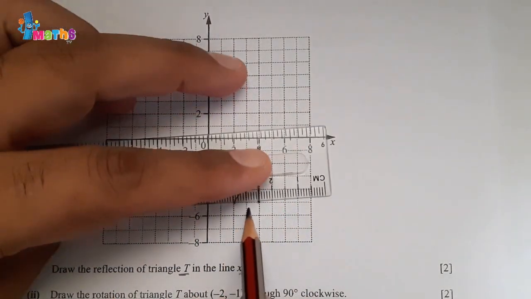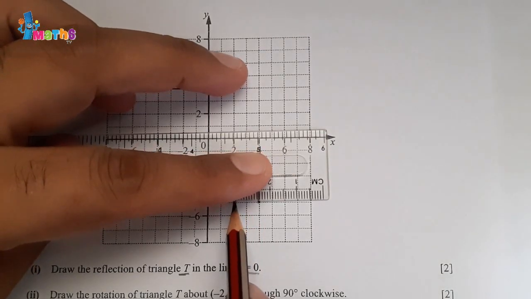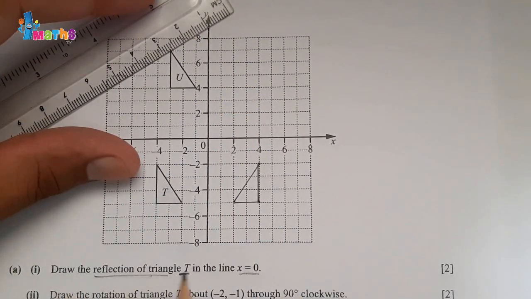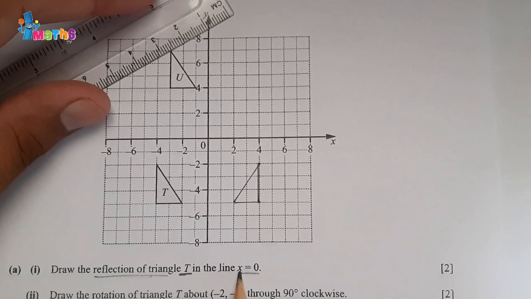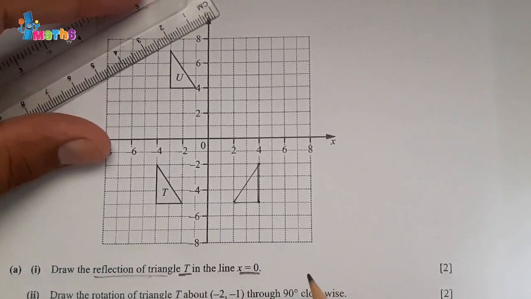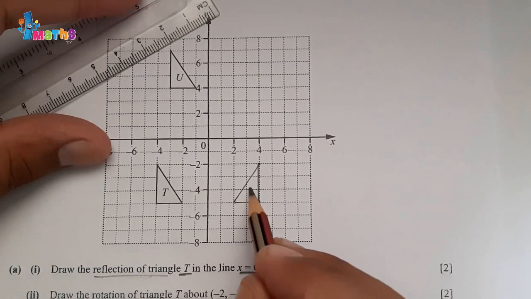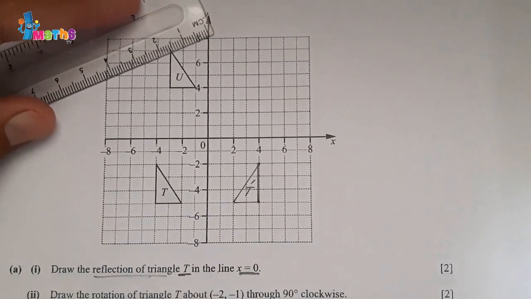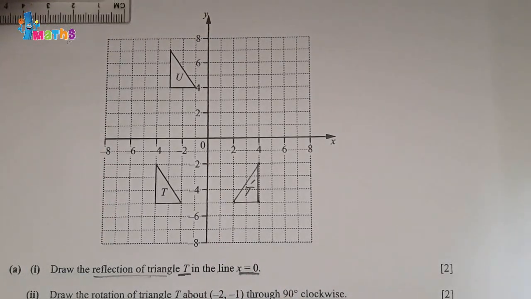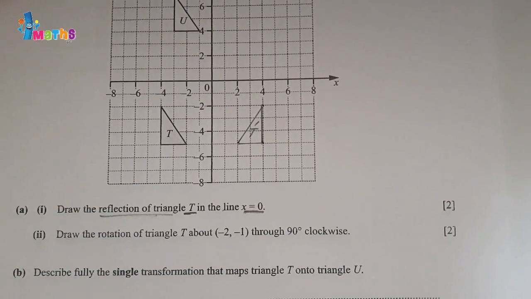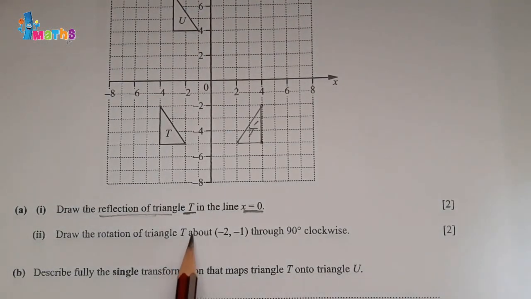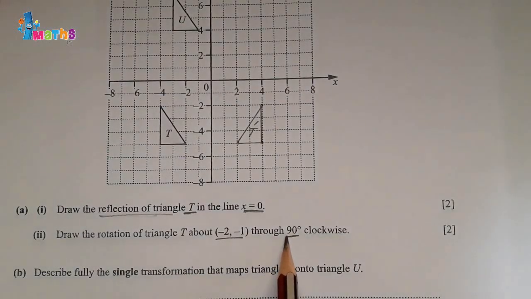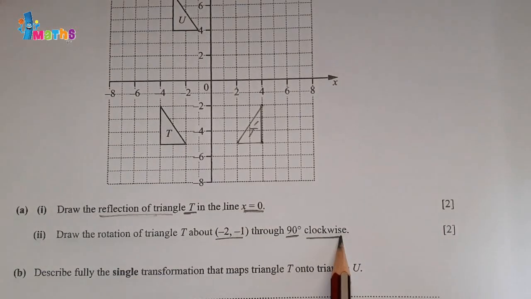Now this is the transformed triangle, which is a reflection of triangle T in the line x is equal to 0. So we can mark it as T dash. So this will be the reflection. Then second part, draw the rotation of triangle T about minus 2 and minus 1 through 90 degree, and it is clockwise.